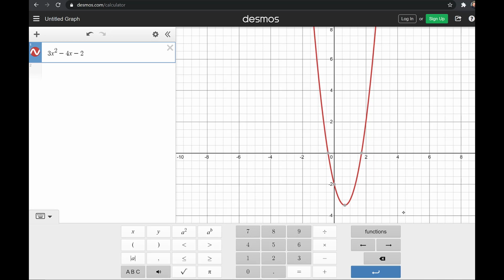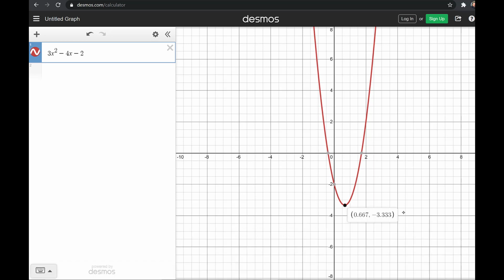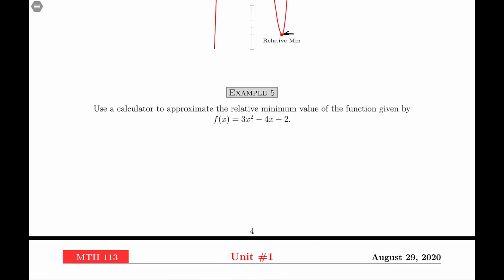And what's nice about Desmos is if you click on that, it gives you the x and y coordinate of that specific point. So here, when x is 0.667, which is also 2/3, the corresponding y value is -3 1/3. So all we had to do for that one was use a calculator. And the relative minimum value is -3 1/3 at x equals 2/3. If you want to put the decimal approximation, you can.